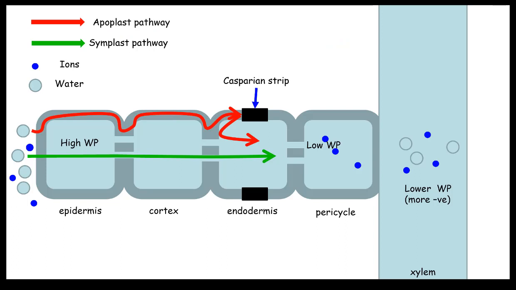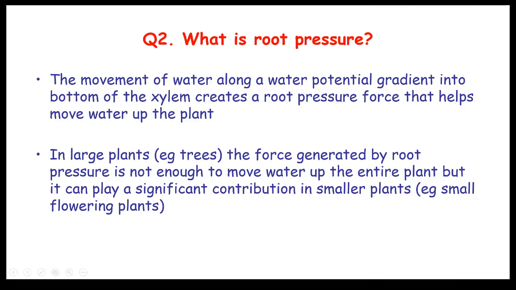Now, this water, which pushes upwards, is root pressure. So the question is, what is root pressure? Root pressure is the movement of water along a potential gradient into the bottom of the xylem, which creates a root pressure force that helps move water up the plant.